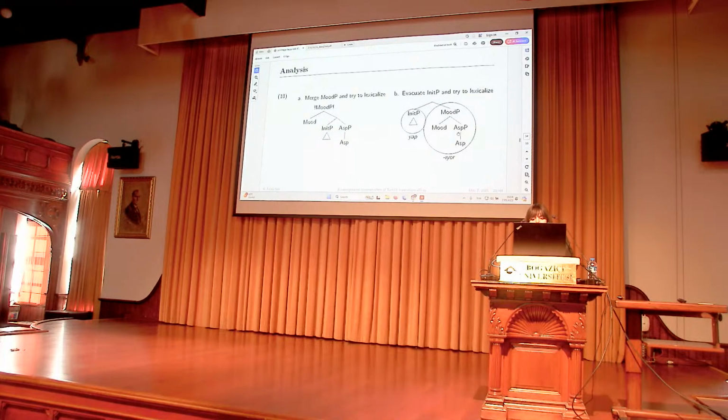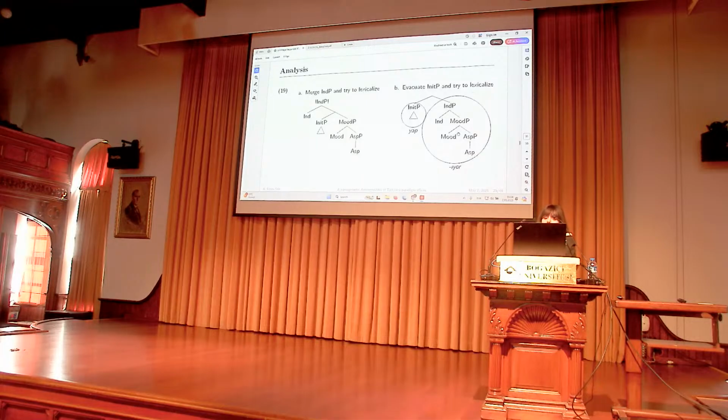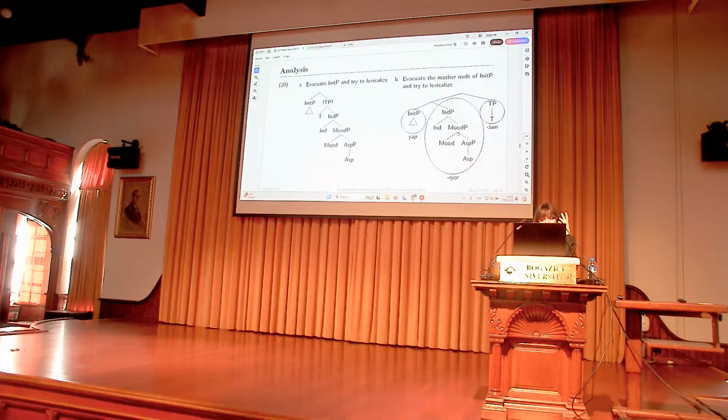Mood is also lexicalized by the same method, evacuating init P. And indicative is also lexicalized through the same thing. This whole branch on the right is a subtree of the entry of yor. So our next feature is TP, which is tense. Merging it doesn't work. I haven't included it here, but it doesn't work. Evacuating init P doesn't work, so we try the next step, which is to move the whole thing and have TP at the very right here.